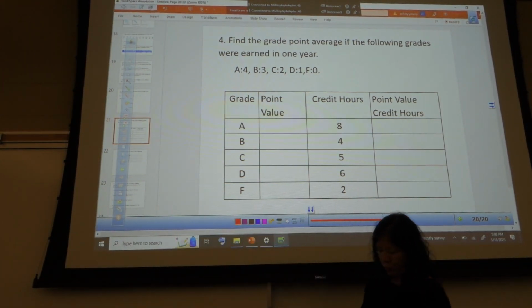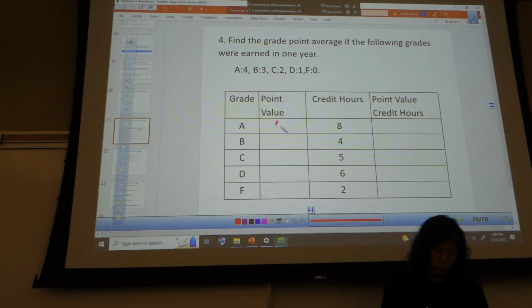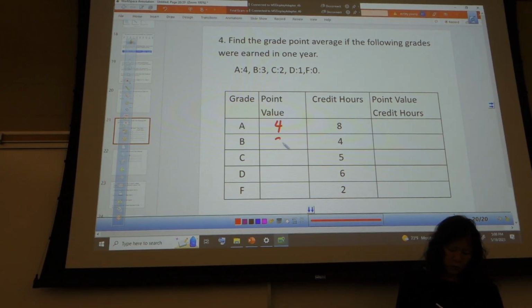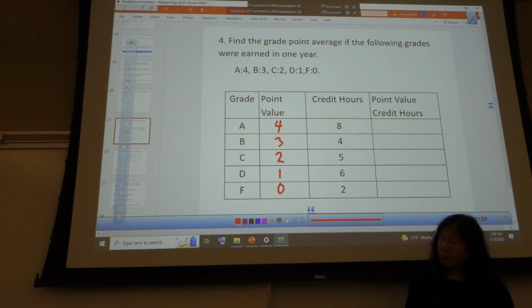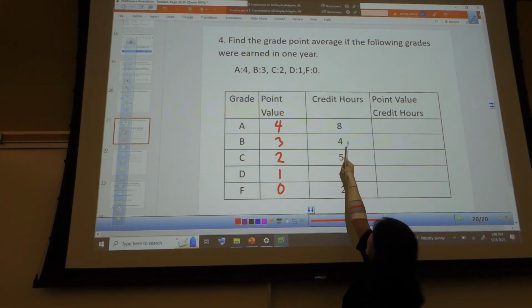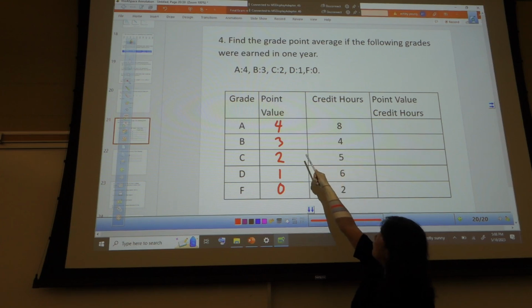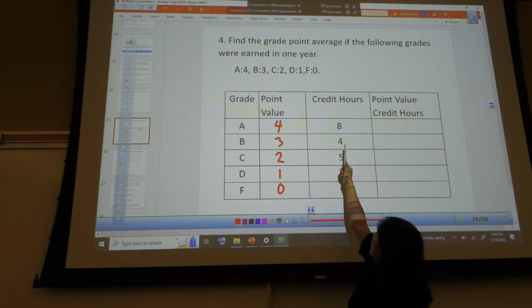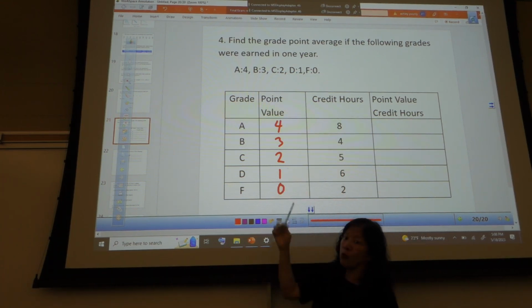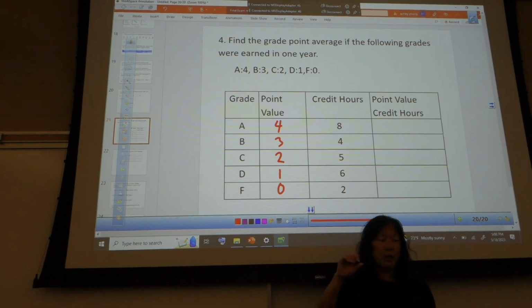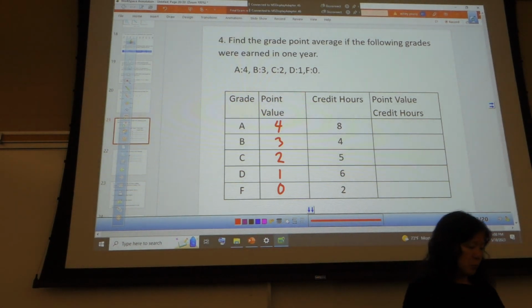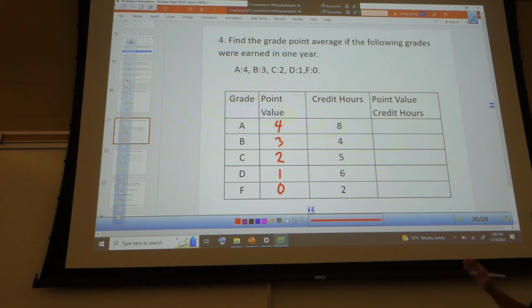Remember the A's are worth how many points each? 4, and then B's are worth 3, C's are 2, D's are 1, F's are 0. So really this is like having 8 credit hours of A is like having 8 little 4s. You have a 4, you have 8 tiny ones, 8 tiny grades of A. So go ahead and figure out how to compute the GPA, the average grade.